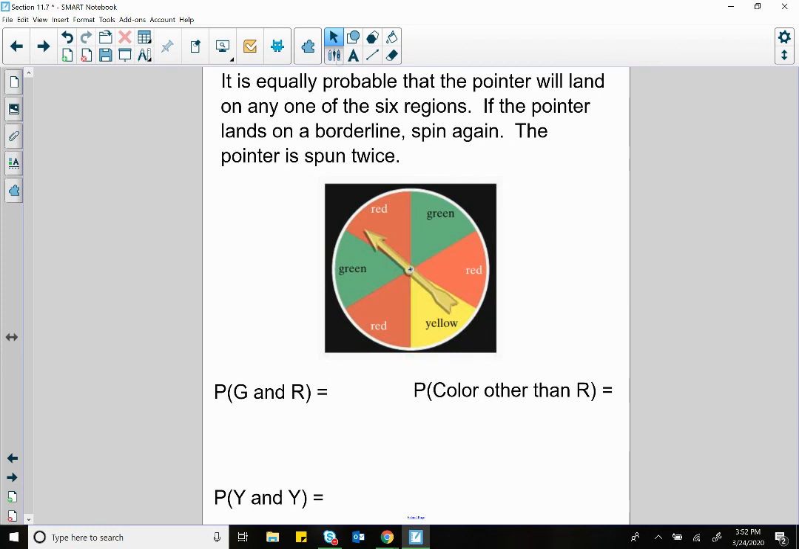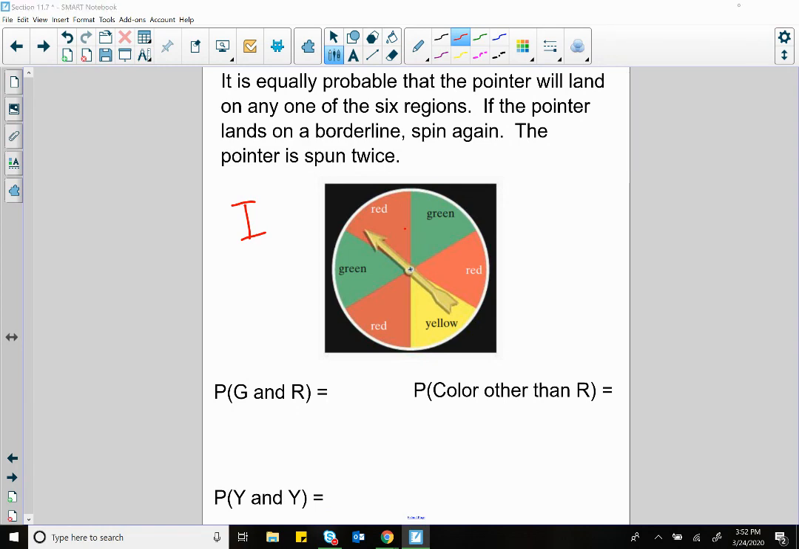But before we can find those probabilities, we have to know, what are we dealing with here? Is this independent or dependent? So does the first spin affect the second spin? So if you answered that as no, the spins do not affect each other, then we are dealing with independent events. Okay, so that means all we got to do is find the probability of the first event, find the probability of the second event, and multiply them together.